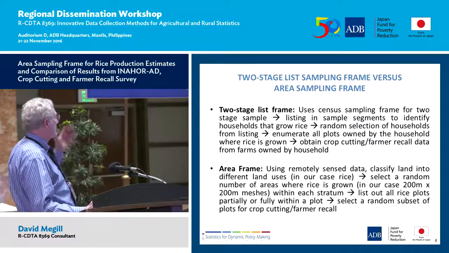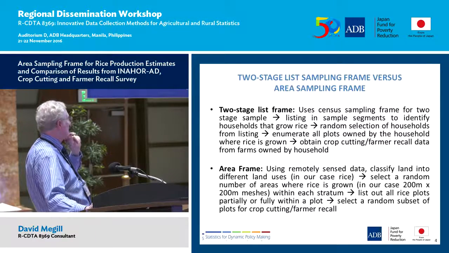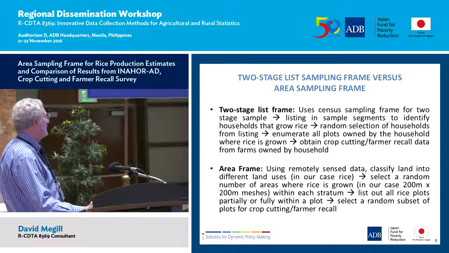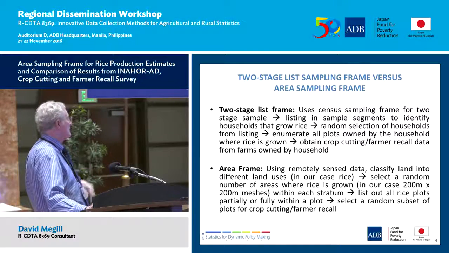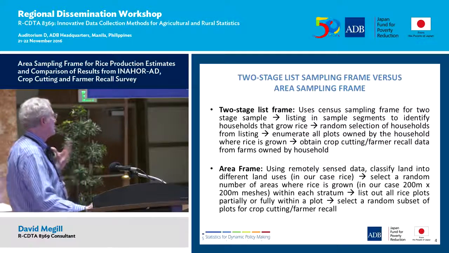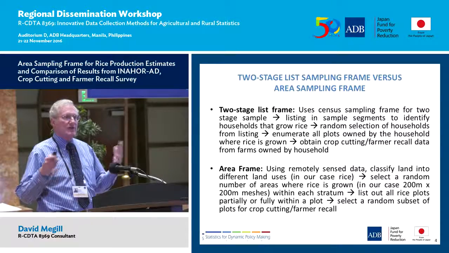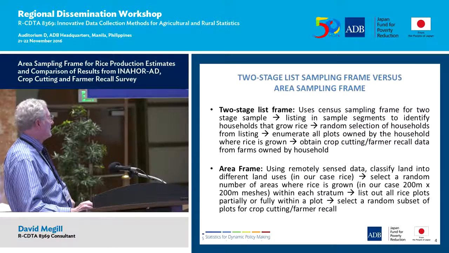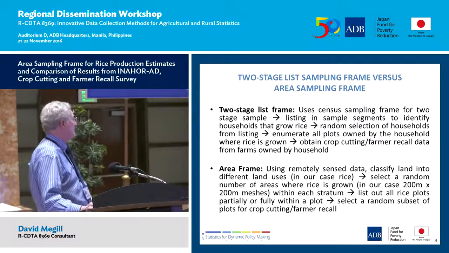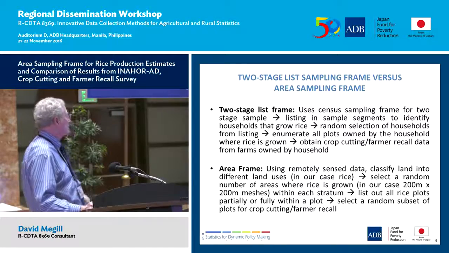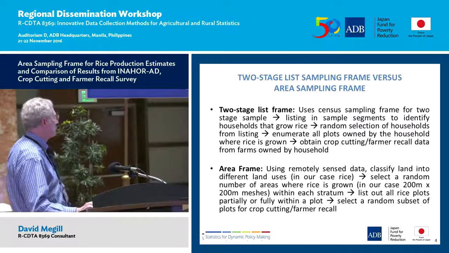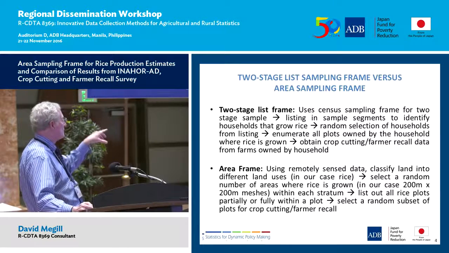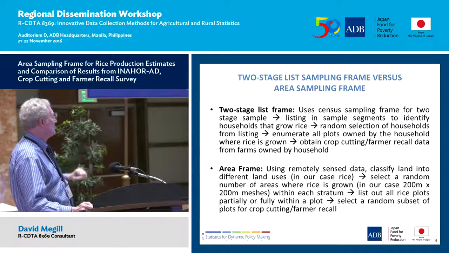results. Now, the INAHOR and RESTEC methodology was typical of what we call an area frame, where typically you use remotely sensed data, as we saw this morning, to classify the land into different types of land use. In this case, the growing of rice, to identify which areas rice is concentrated in. So that's used for the stratification. We'll take a look at this stratification in more detail.